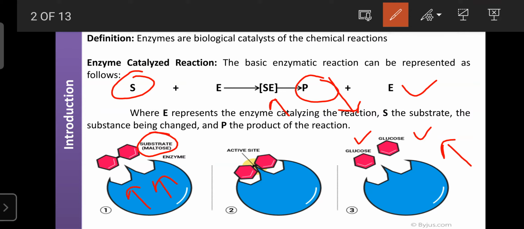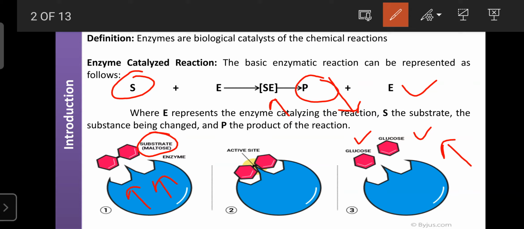As the heat increases, the enzyme activity decreases, because enzymes are active only in a particular range, around 30 to 40. If it exceeds 40, then the enzyme activity decreases.